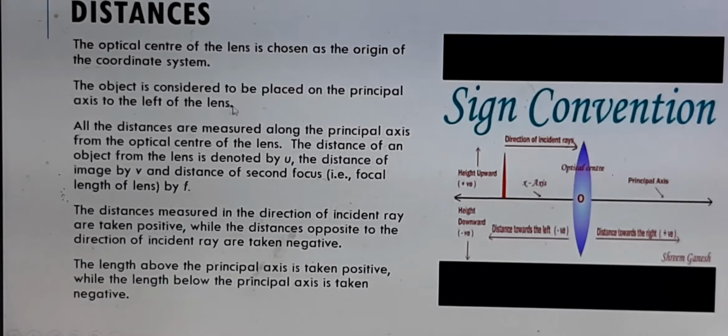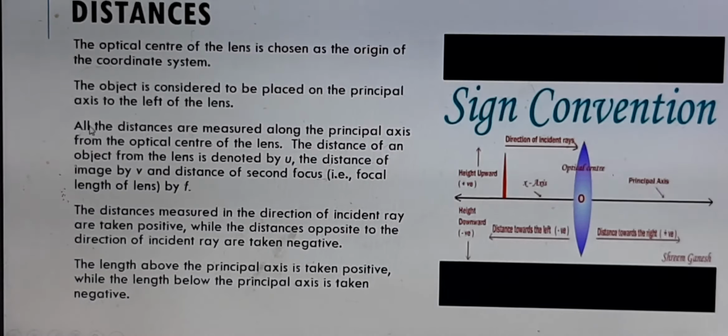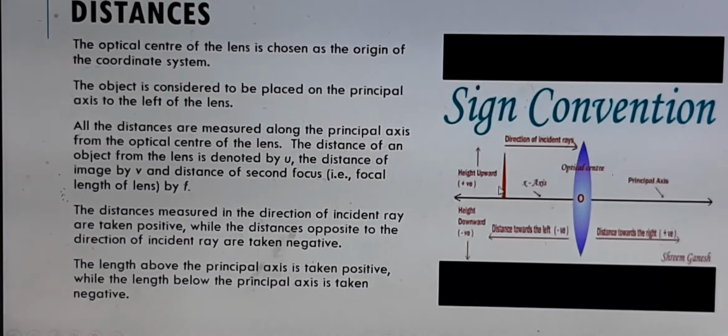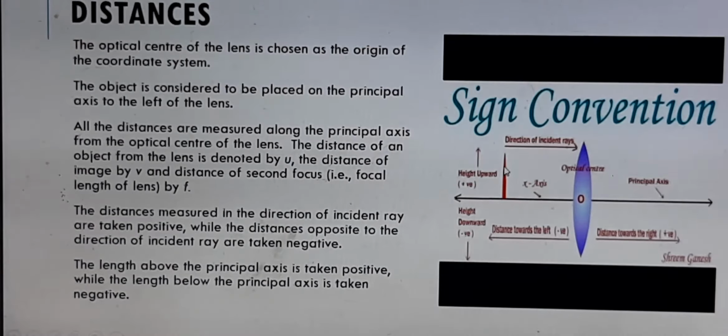Next, the object is considered to be placed on the principal axis to the left of the lens. So every time when we take a ray diagram, we must consider the object to be placed on the left side. Then all our values will come correctly. So place the object on the left side.